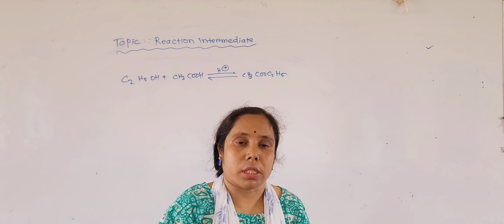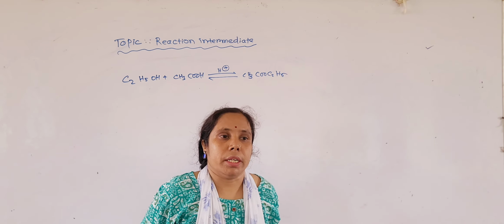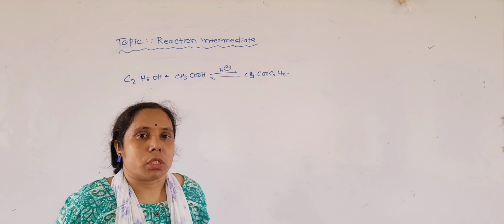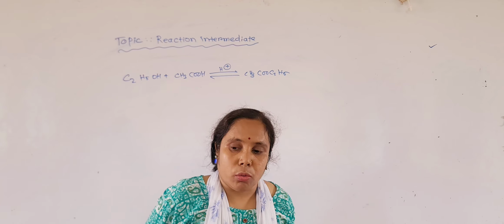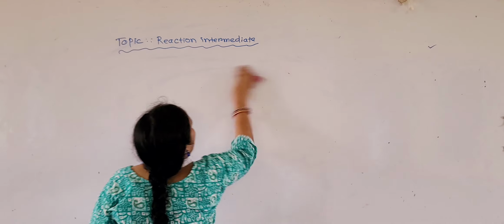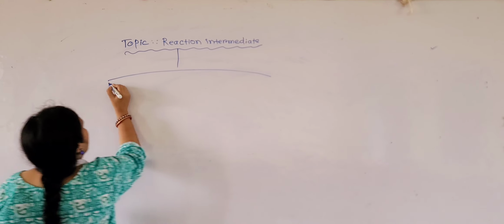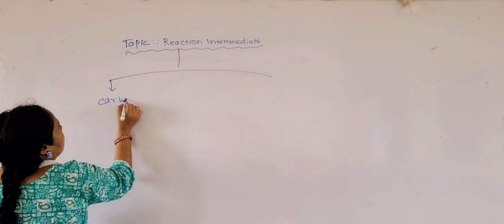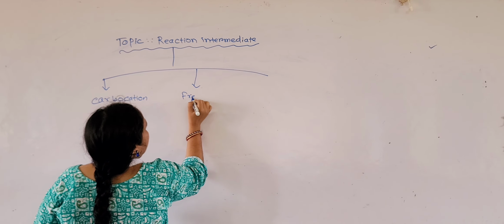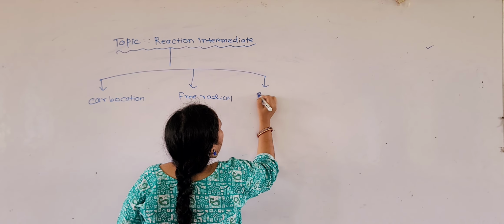Most reactions go through three kinds of intermediate: carbocation, free radical, or carbanion. So today we are going to study reaction intermediates, and we divide them into three parts. Part 1 is carbocation, another is free radical intermediate, and another is carbanion.